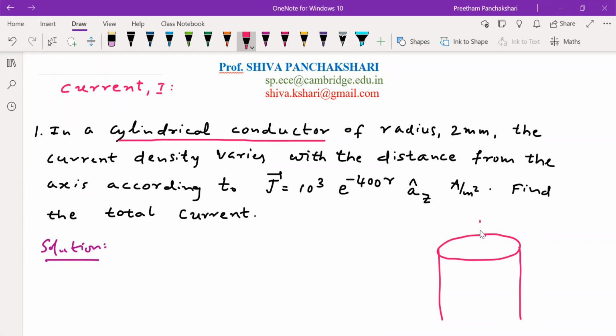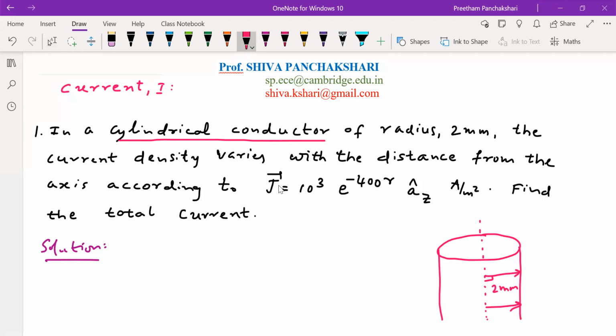Radius 2 millimeters is given. The radius is the distance measured from the axis to the surface of the conductor, 2 millimeters. The current density J varies with respect to distance from the axis. That means the current density J varies in this direction. It is given here: J equals 10^3 e power minus 400 r.